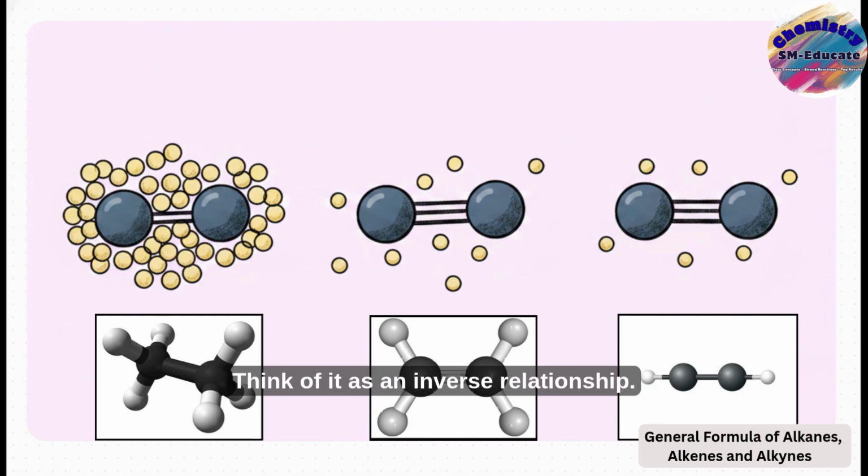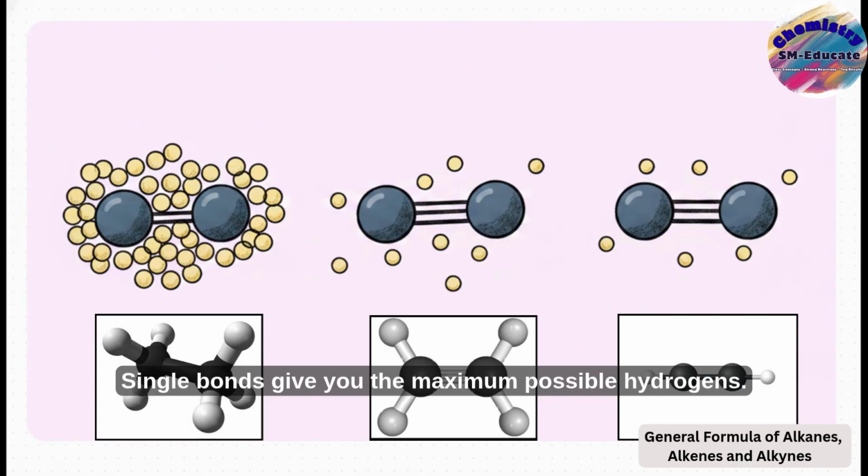Think of it as an inverse relationship. As the number of multiple bonds goes up, the number of hydrogen atoms goes down. Single bonds give you the maximum possible hydrogens. Double bonds give you fewer. And triple bonds give you the absolute least.